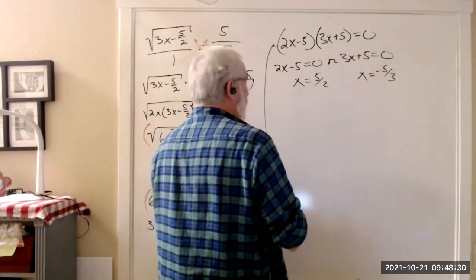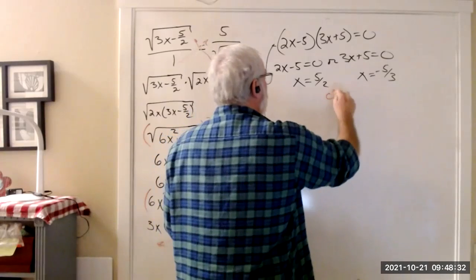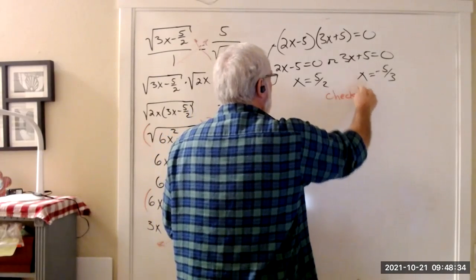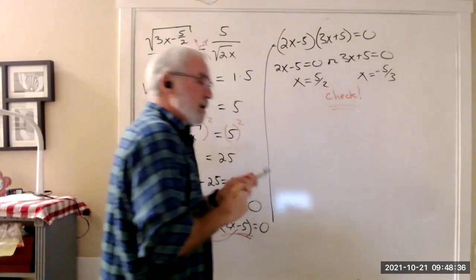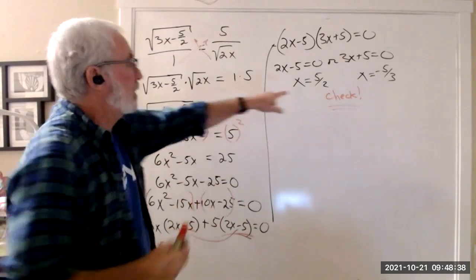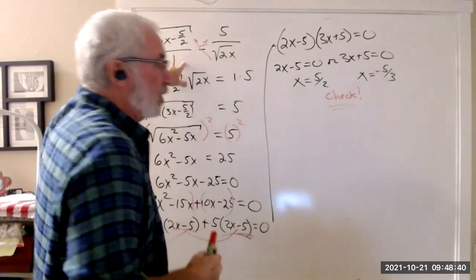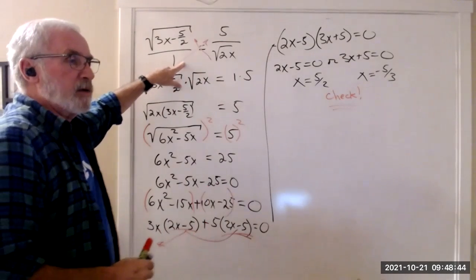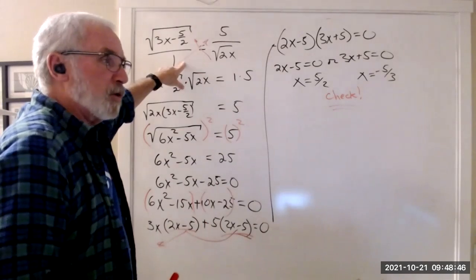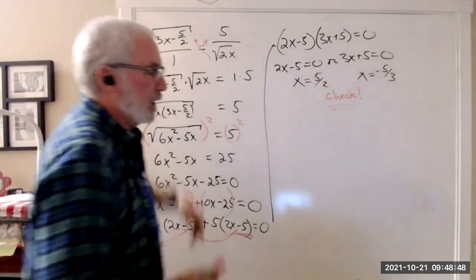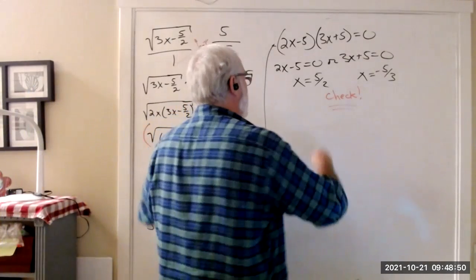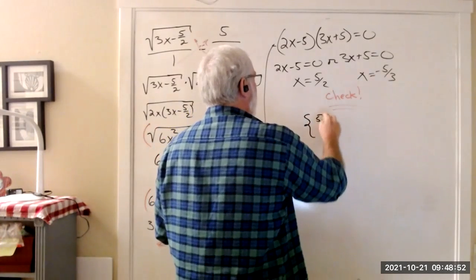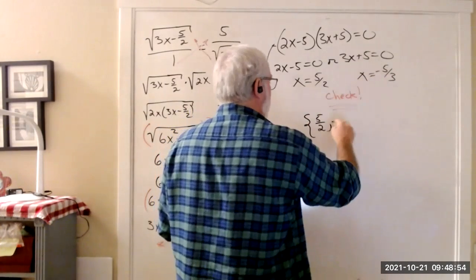Okay, we are supposed to check. And I will be darned if I'm going to put those back here. It's not all that bad, but I just don't want to do it. I did check it on my calculator. It turns out they both do check. Okay, so our solution set here was 5/2 and -5/3.